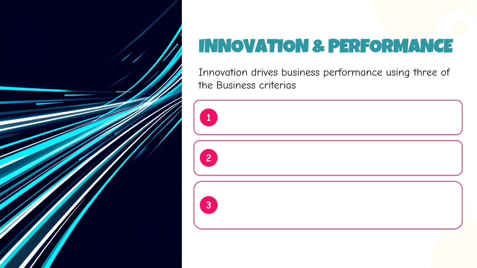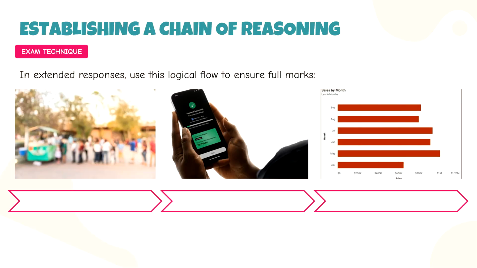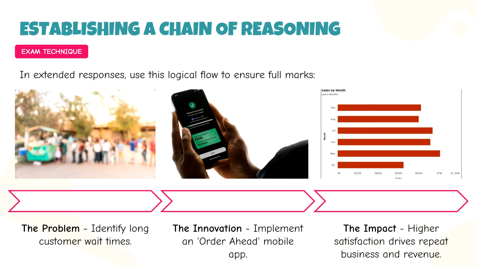Innovation helps to drive business performance using three of the business criteria. First is efficiency, where there's faster output with less waste. There is effectiveness, where you are able to achieve your business goals, as well as competitiveness by providing more value compared to your competitors. You need to establish a chain of reasoning, not just in exam but in your assessment as well. You need to identify the problem, find the innovation that suits the problem, and talk about the impact for the business in the long term.